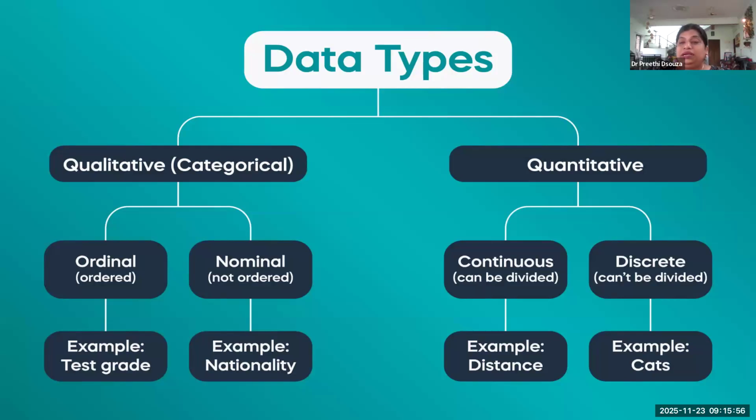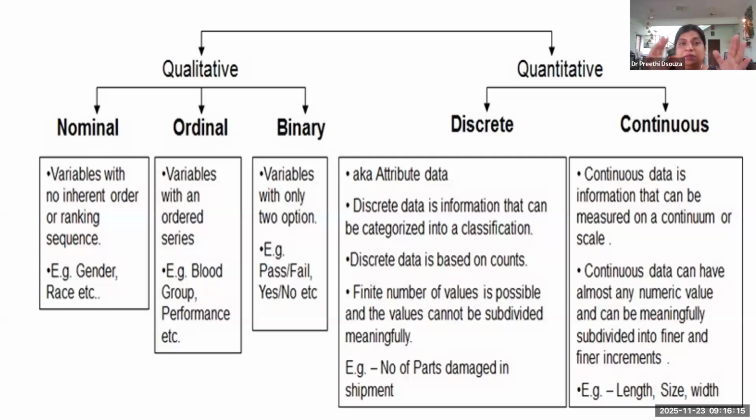Or you can have quantitative data, which is most of the time continuous or discrete. Continuous can be divided. Discrete is a number which cannot be divided. Okay. I'll come back to quantitative and qualitative data a little later, but please understand this.